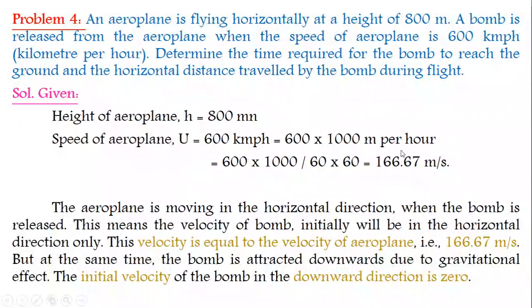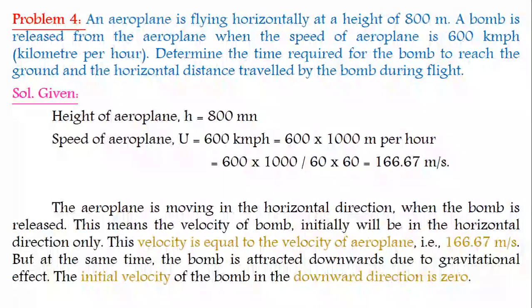That gives meters per hour. Again, the hour is converted into second, divided by 3600, or else 60 into 60. That means 600 into 1000 divided by 60 into 60. And now we will get the value of 166.67 meter per second.